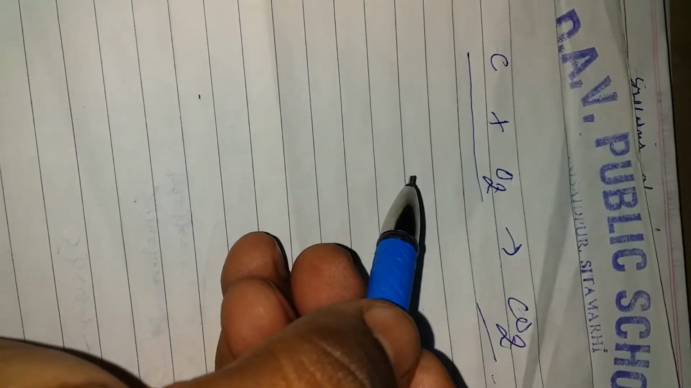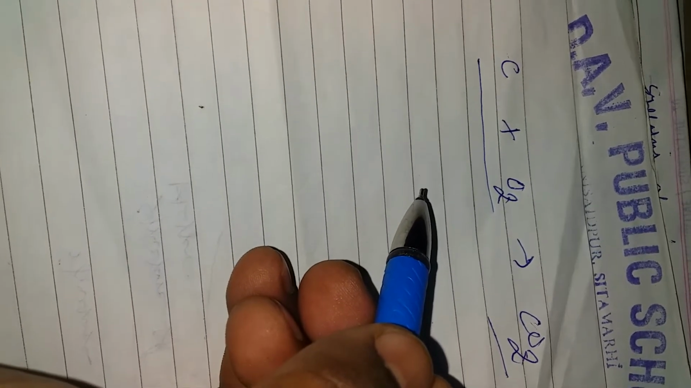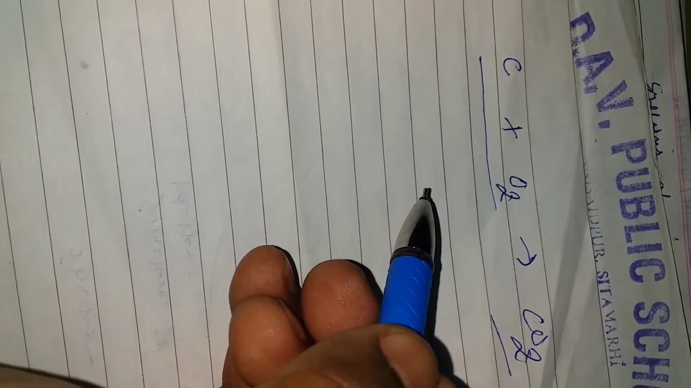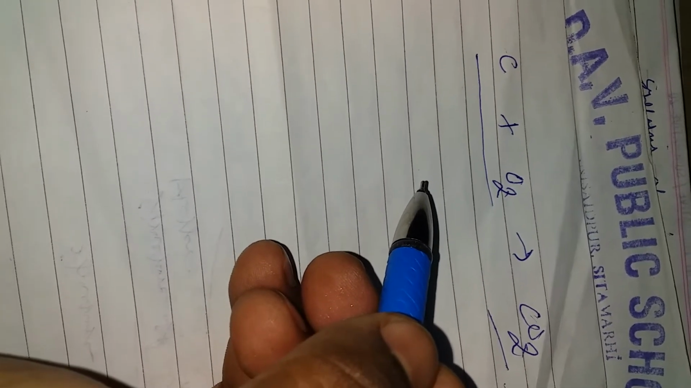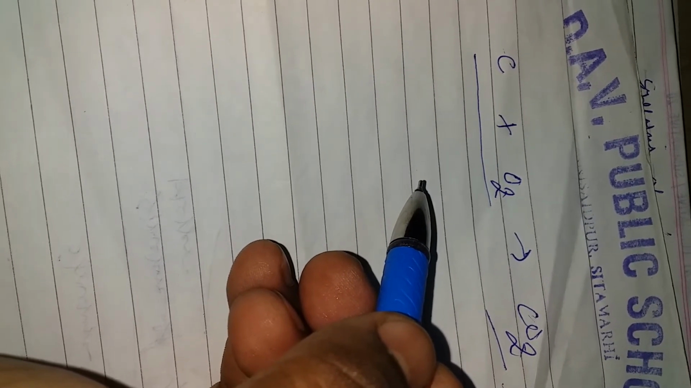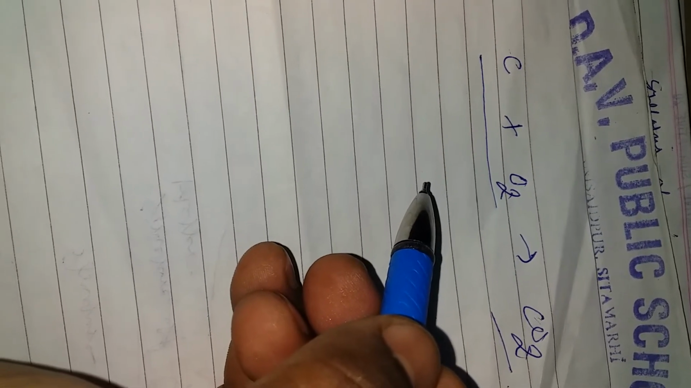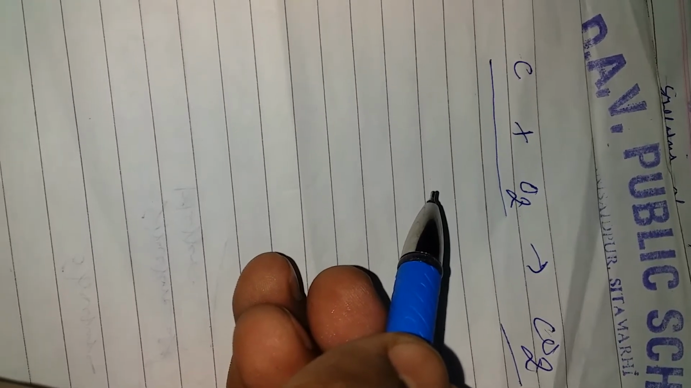That's all. In the next classes, we will learn about how we can balance a chemical equation. So your homework is to read chapter 1.